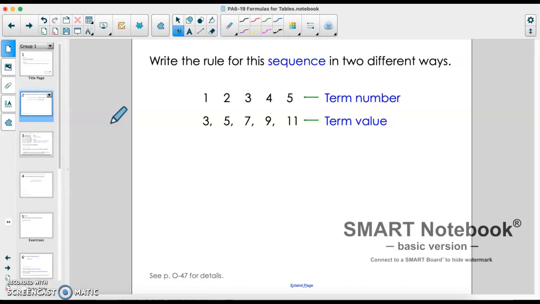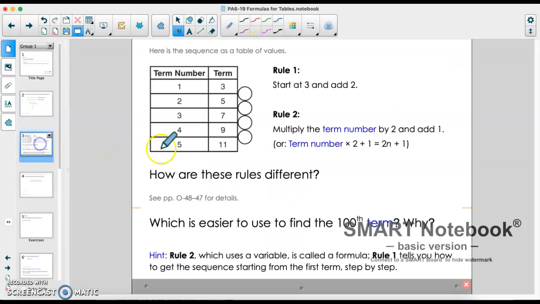We're going to be looking at some formulas and some step-by-step rules. And so here it says to write the rule for this sequence in two different ways. What it gives us is a list of term numbers. Now, if we remember correctly, I've been showing a table of values, and so the term number is going to be on the left-hand side, and then the term values will be on the right-hand side. The easy one to do right now is to figure out the sequence for the term values. I'll just skip to the next slide because that's where the information is.